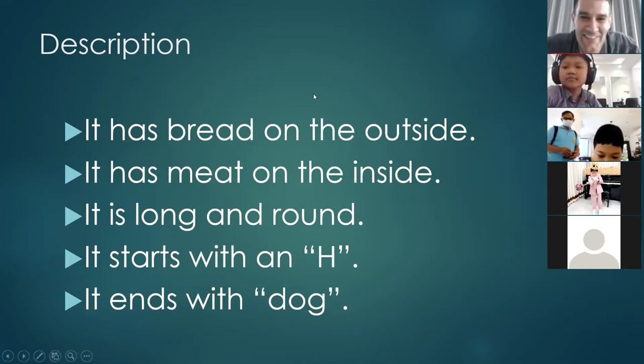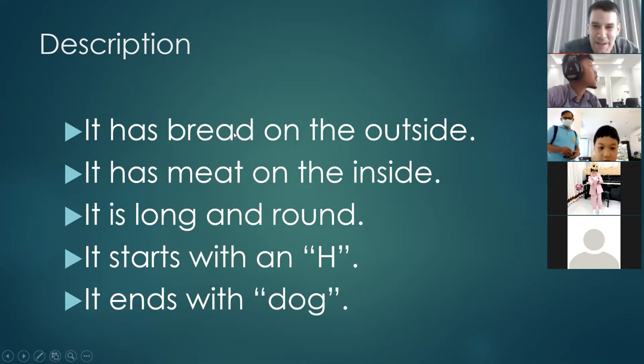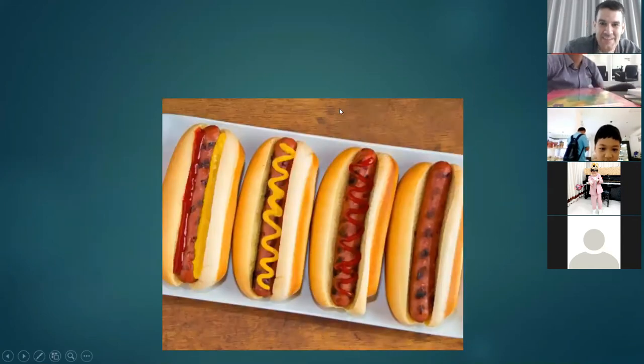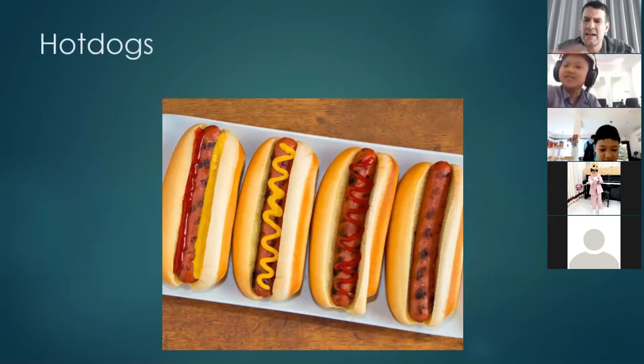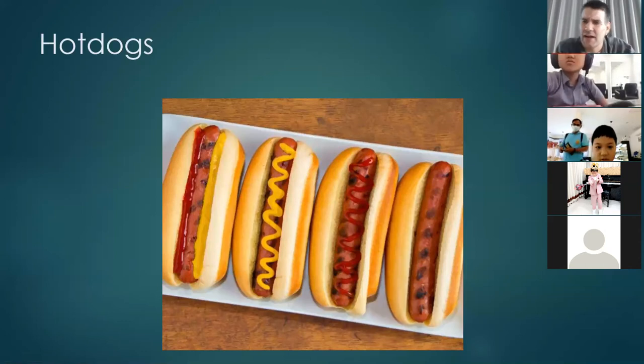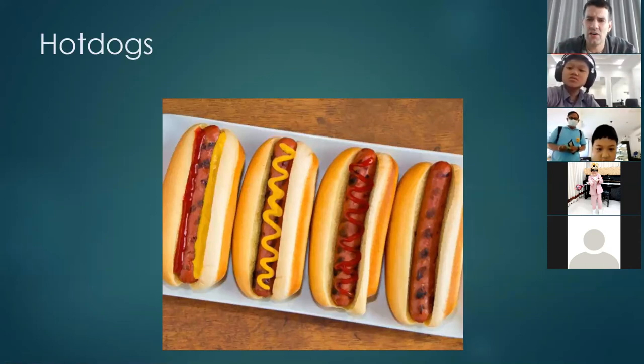Yes, the first one. It is a hot dog. And often in Thailand, you will not have bread. But in America or Canada, Australia, if you say hot dog, it is bread and meat together, not just meat. Often in Thailand, you will say hot dog, but there is no bread.